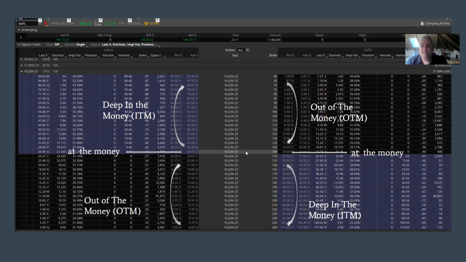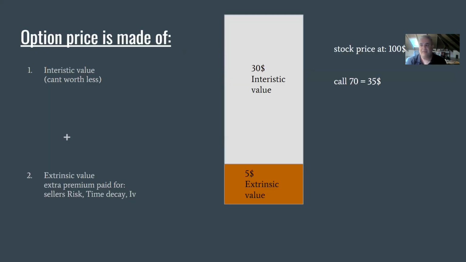On the other hand, if we're looking at the put side, then you can see that all those puts that have a strike below 145 are considered out of the money options. And those that have a greater strike price are considered in the money, and the further up we go, the deeper in the money they are. So these are the differences, but there is another thing to keep in mind.